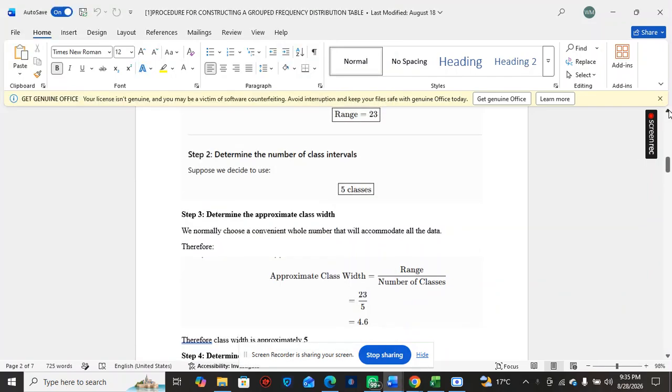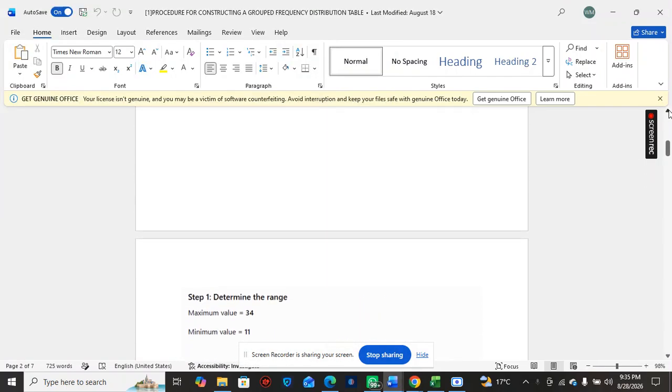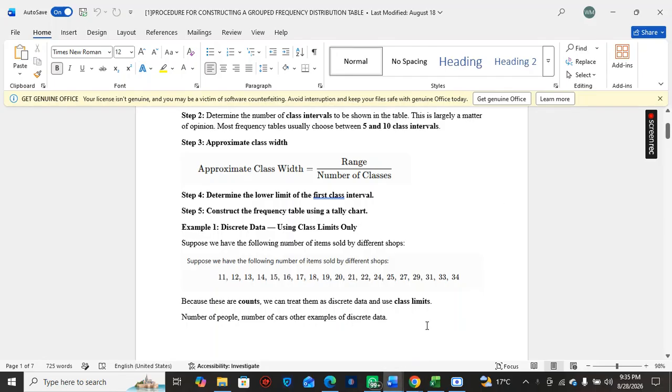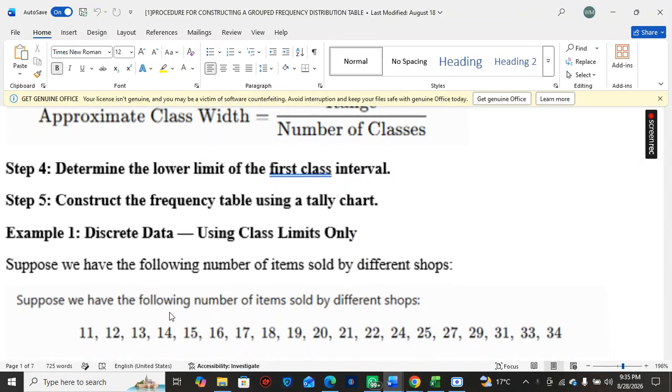Okay, yes. We're looking at how we're going to form a histogram, right? Let me just run you through the previous steps before we form this histogram. All right, we are dealing with this data here.